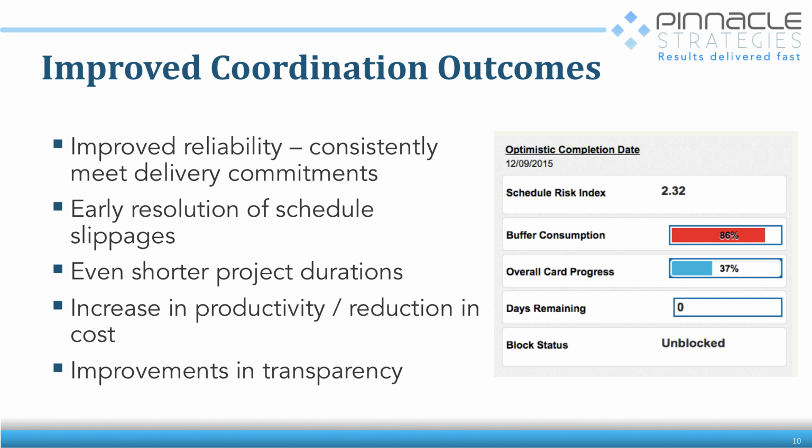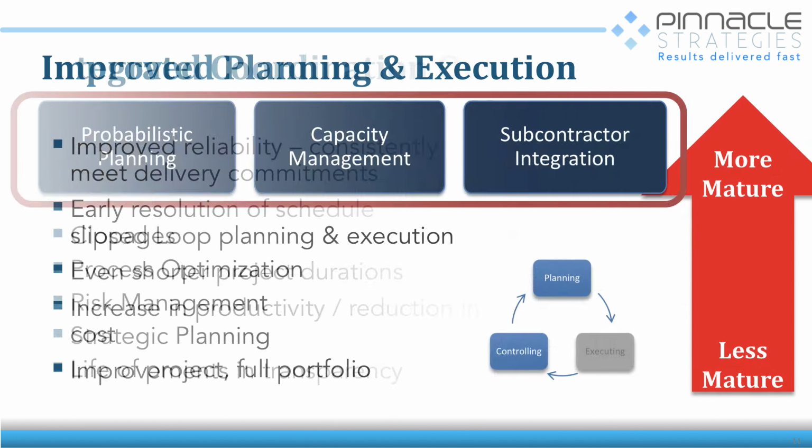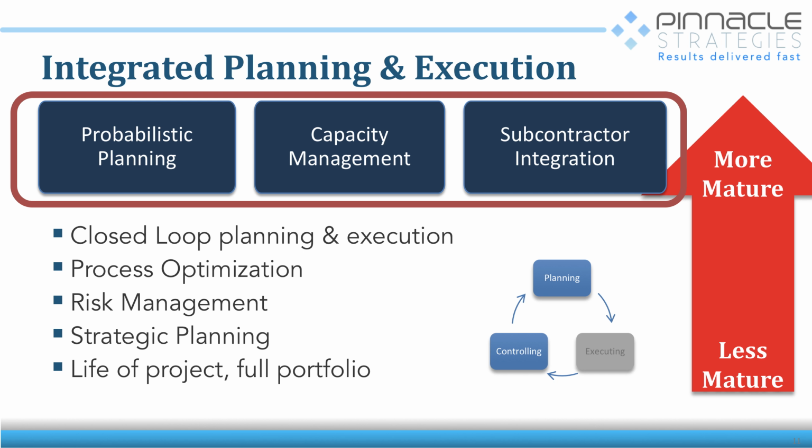Then we can move into, once we know the constraints, once we know what our resources and capabilities are, then we can really start to focus on the planning process and using the information that we gather during execution to create a good plan. And we can really start getting into capacity management and figuring out what resources are needed and when. And then we can also start to bring subcontractors into our process.